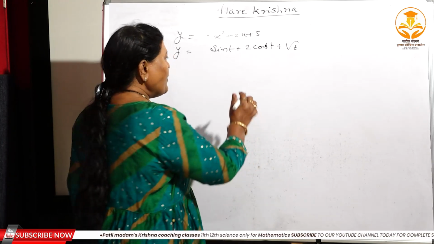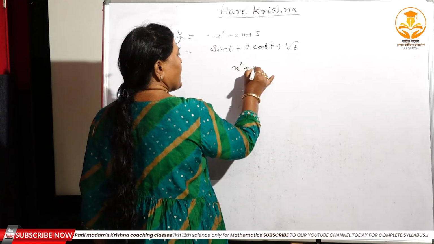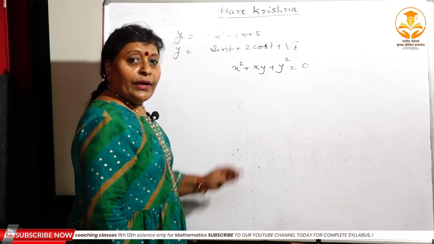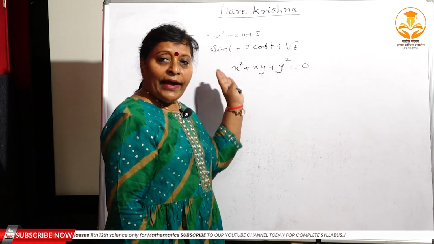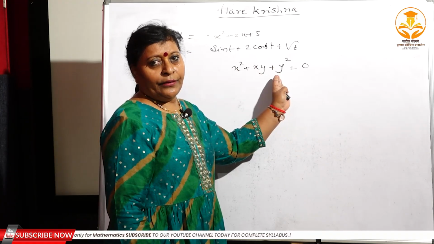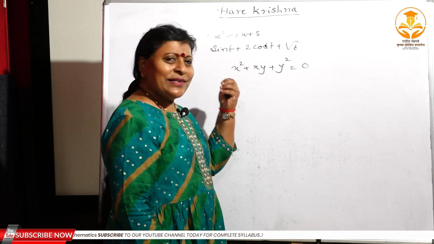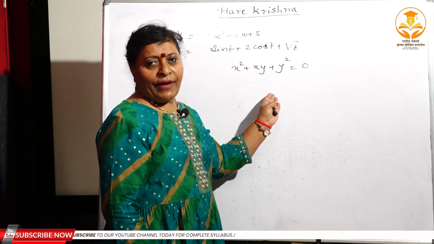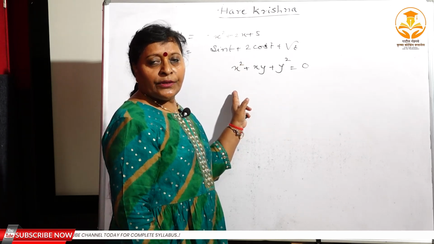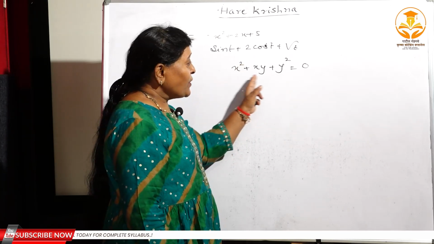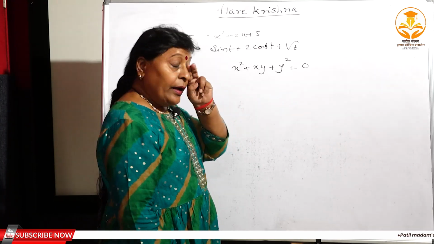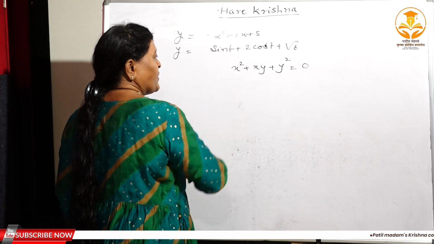But if the function is like this, x square plus xy plus y square is equal to 0, now here you can't express y in the form of x or x in the form of y. Such a function is called an implicit function. And today we have to find the derivative of such a function.